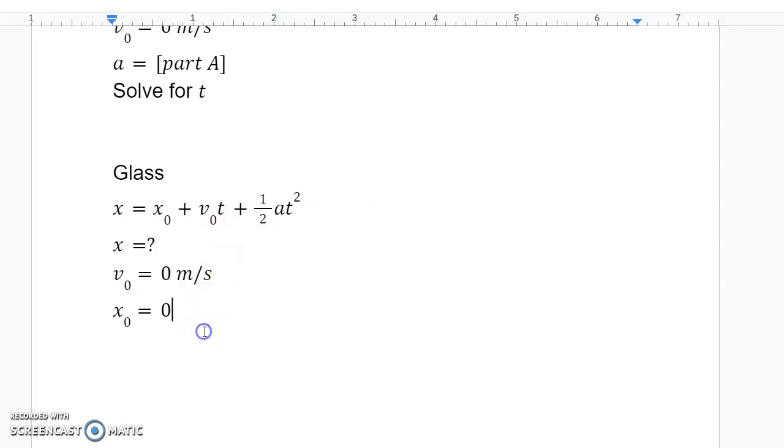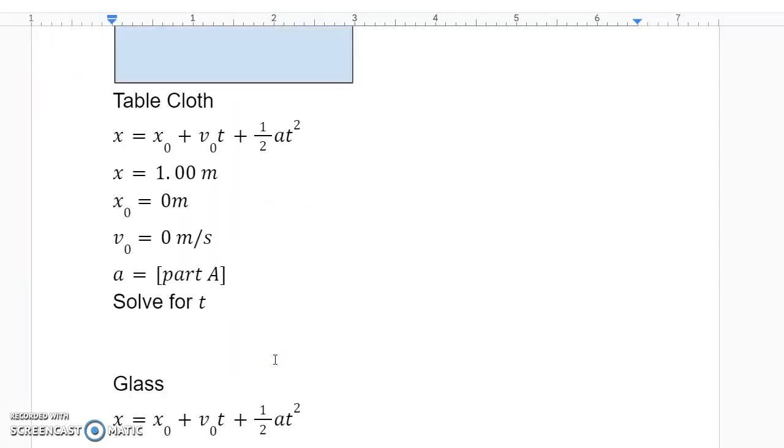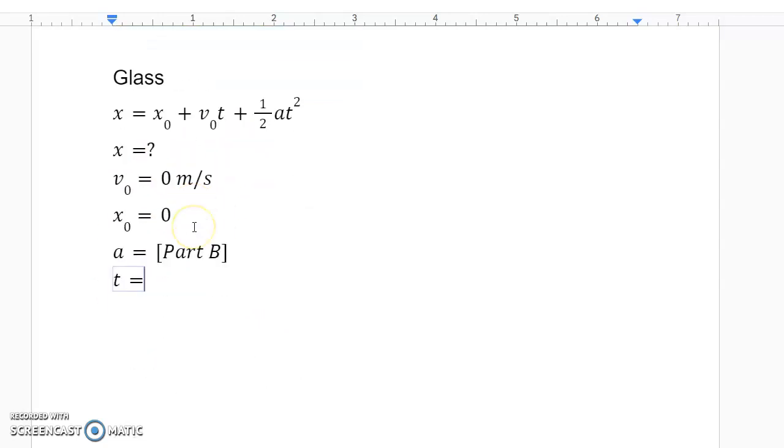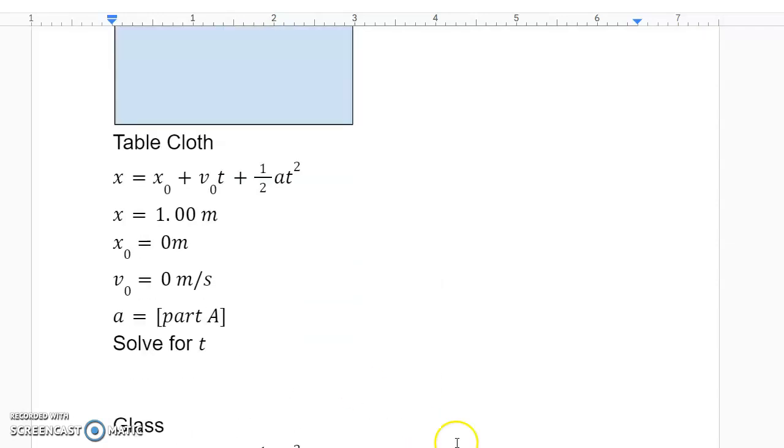So this is what you're going to solve. You're going to have also the acceleration from part B, and you're going to have the time from what we just solved up here, from part C for the tablecloth. So once you put that in, all of these would be known numbers, and you'll get an actual number value for x for the glass, and that is your answer to the problem.